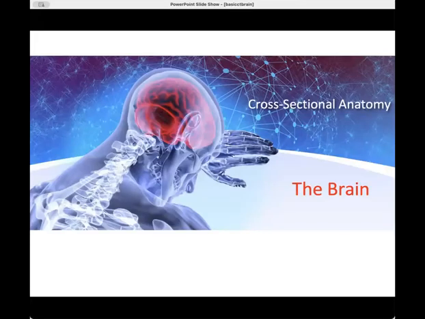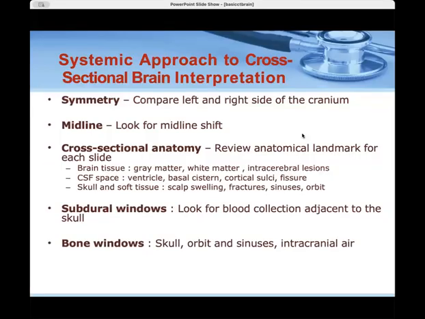Cross-sectional anatomy, the brain. There is a systematic approach to cross-sectional anatomy brain interpretation. Symmetry: compare the left and right side of the cranium. Midline: look for midline shifts. Cross-sectional anatomy: review anatomical landmarks for each side.